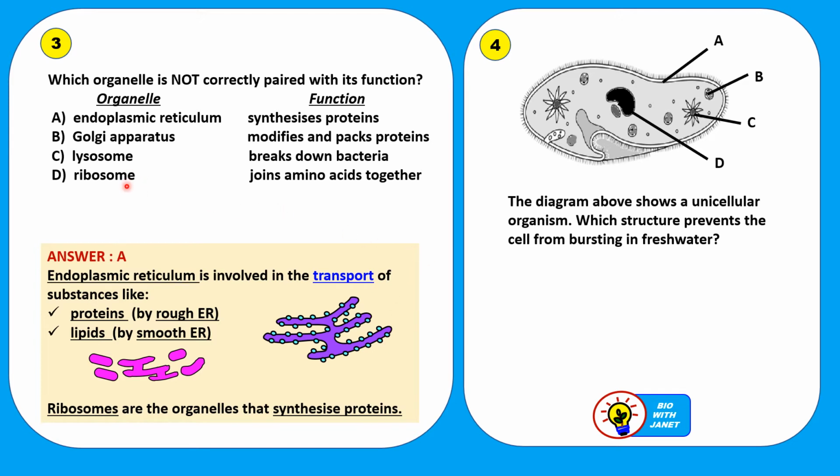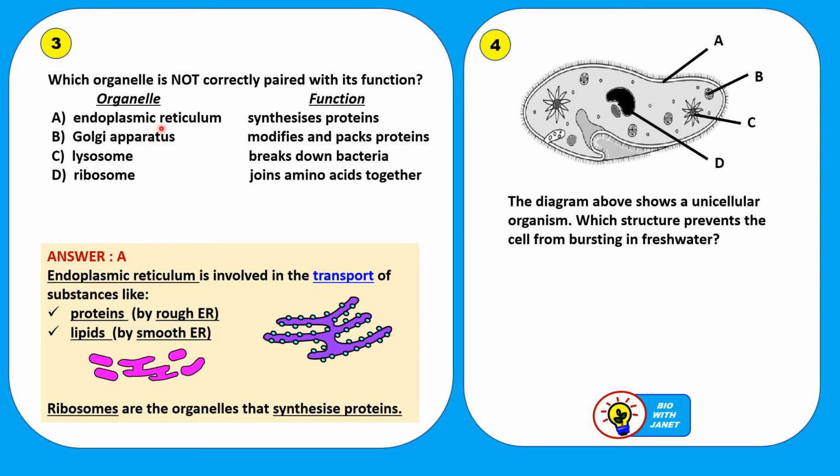So you look at this function, ribosomes join the amino acids together. Amino acids are the basic units of proteins, so when they join amino acids together, they form proteins. They synthesize proteins, okay? So this is correct, and C is also correct. Lysosome breaks down bacteria. B is also correct. Golgi apparatus modifies and packs proteins. So make sure you know all the functions of the various organelles and cellular components well.